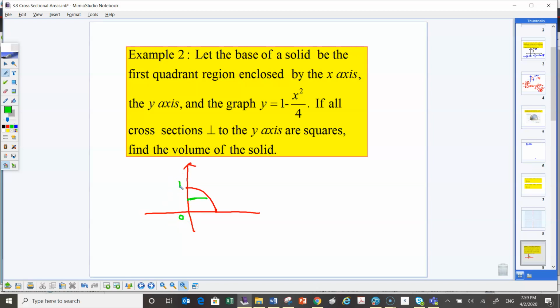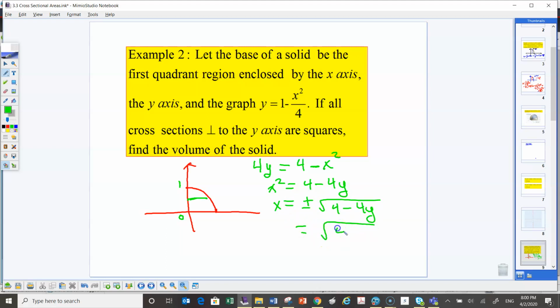And now, because I'm doing the slices perpendicular to the x-axis, I have to get my equation in the form x equals. So I'm going to multiply everything by 4 to get 4y equals 4 minus x squared. I'm going to switch the x squared over here and subtract the 4y over there. And then square root, so it's going to be plus or minus the square root of 4 minus 4y. And in the first quadrant, we only take the positive branch.